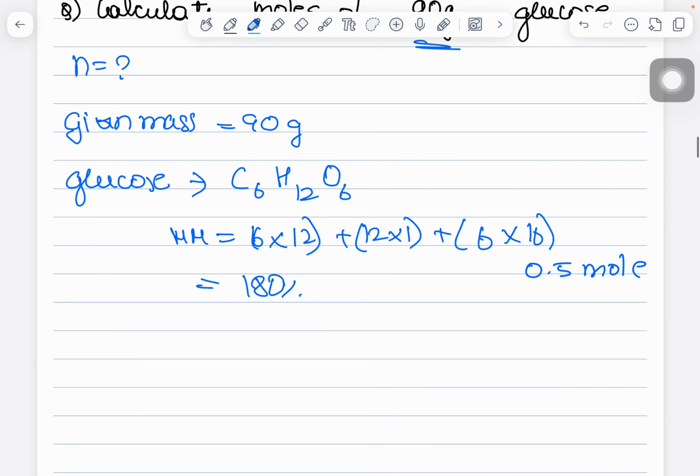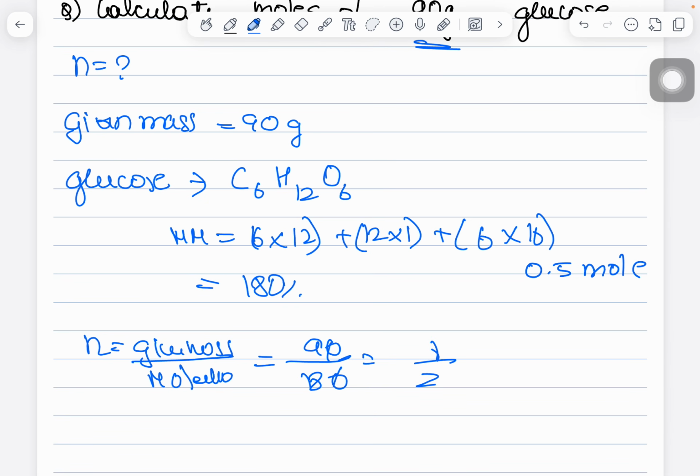So if you find out the mole, it is equal to given mass divided by molecular mass. Given mass is equal to 90, molecular mass is 180, that is 1 by 2 in fraction, or 0.5 moles.